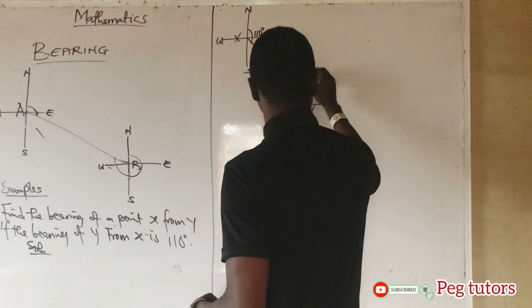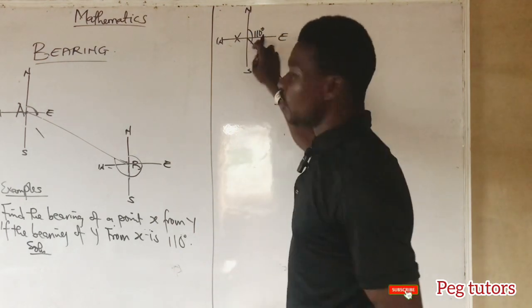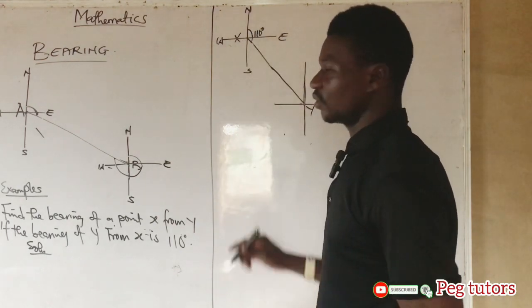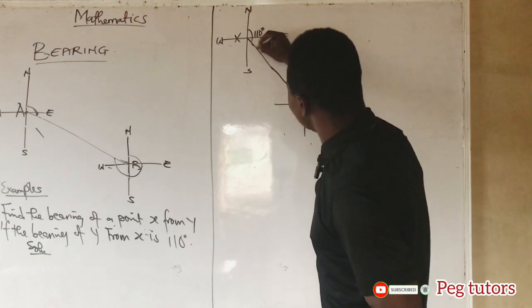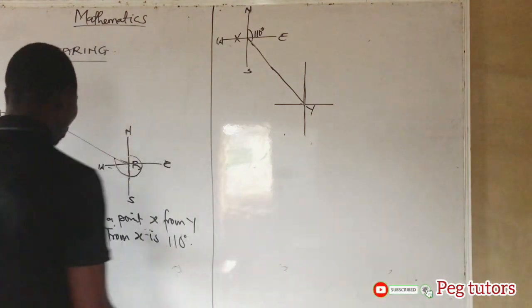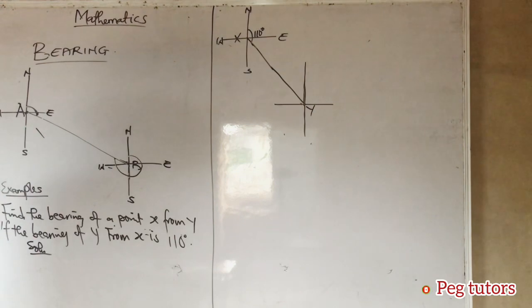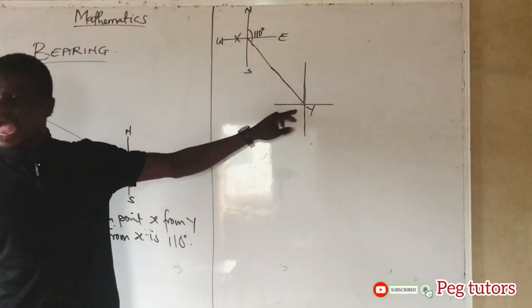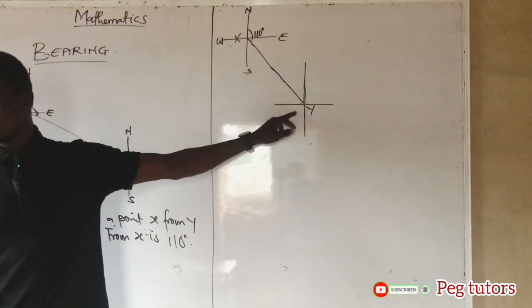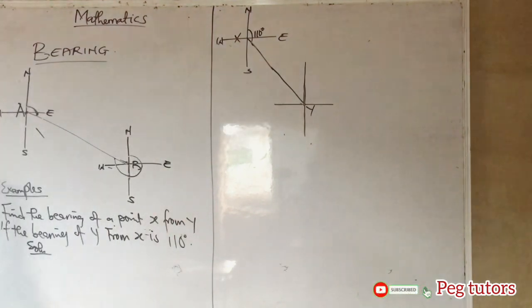Now look up. At this point we start. Now we only know angle 110. We don't know any other angle apart from that. Now they are asking us to find the bearing of x from y. Which means at what angle did x enter into y? If you want to estimate this, what would you think it will be? 3 something. But how do we get that?